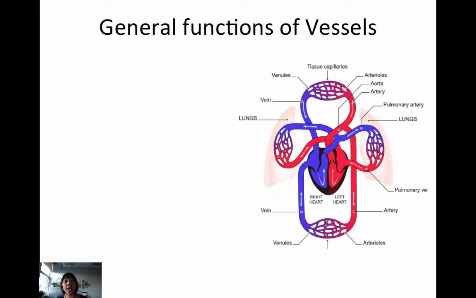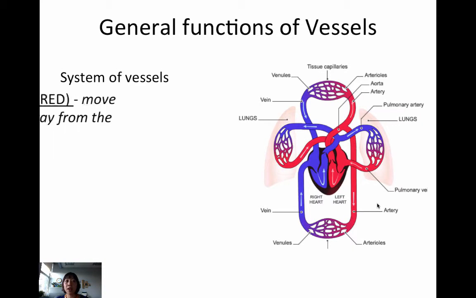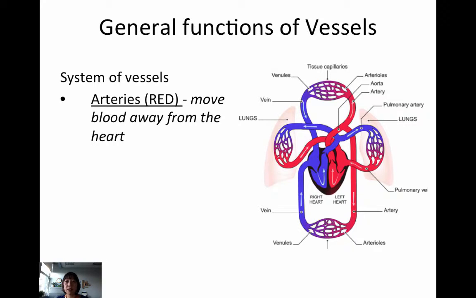So as we look at the general functions of vessels here in this schematic, we can look at the arteries. Arteries in most pictures of the circulatory system are represented in red, and their job is to move blood away from the heart. You can see all of the red vessels are moving away from the heart until you get to some sort of a capillary bed.